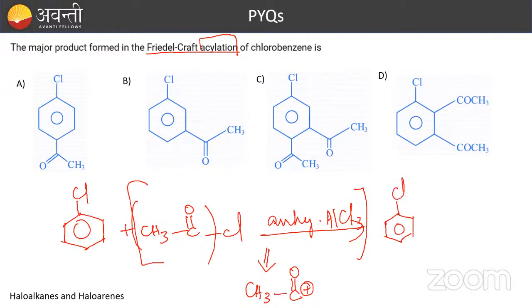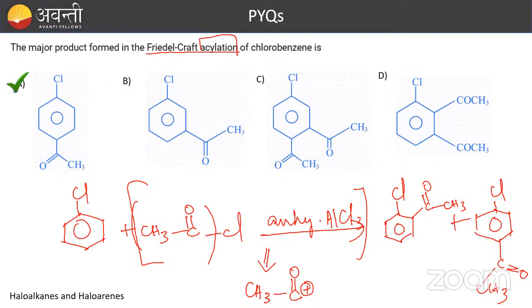So let me write both the products. So this is the ortho product and this is the major product, which is para. This is the para product. Okay. So yesterday itself I told, right, para product will be the major product. So option A is the major product for this reaction. Clear? So these are the direct, straightforward questions from the reactions which are given in the book.